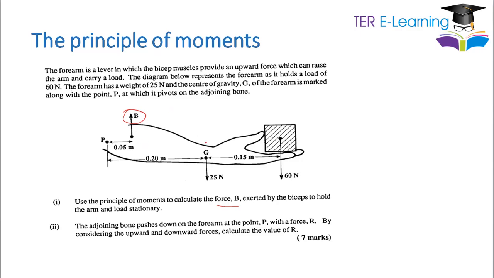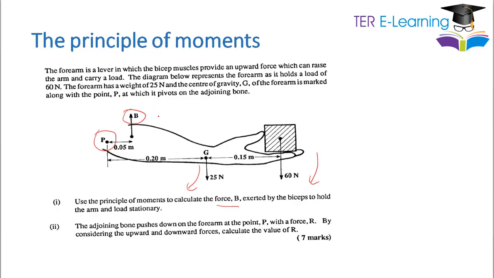Now, the first thing we need to do with these questions is figure out what we are going to use as our pivot. Visualize this, you trying to lift this object here, right? It means that the whole arm is being pivoted at this point here, which is P, right? Once you identify your pivot, you need to identify all the clockwise forces and all the anti-clockwise forces. So the 60 newton force is going to produce a clockwise moment. The 25 newton force is going to produce a clockwise moment, right? And all of that is about this pivot P.